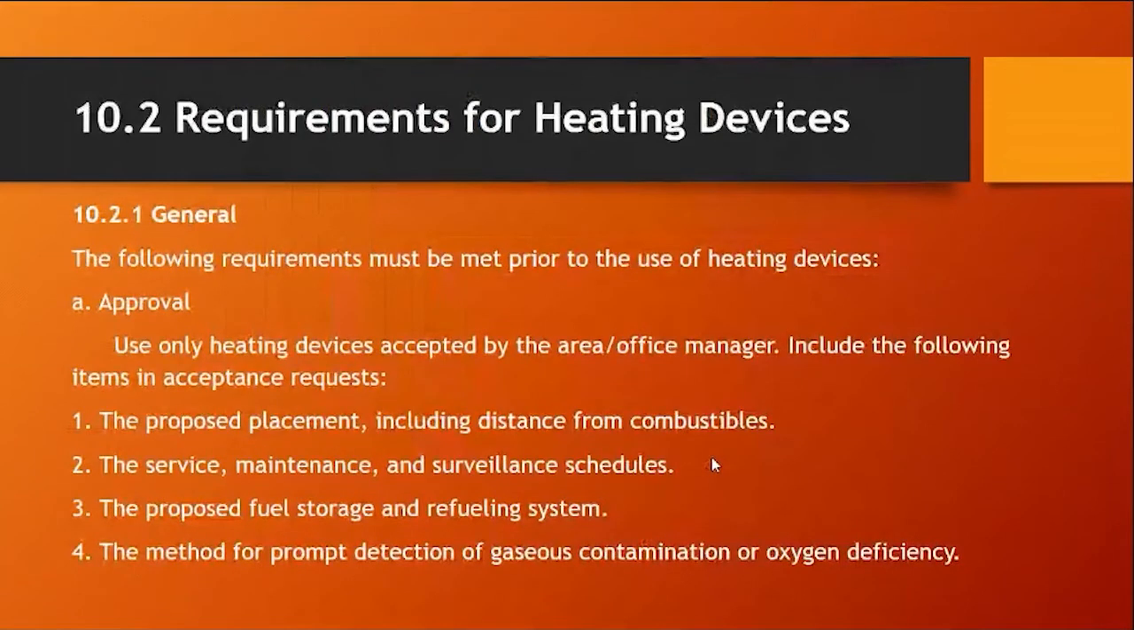So, next is heating devices. Requirements for heating devices. The following requirements must be met prior to the use of heating devices. First is the approval. Use only heating devices accepted by the area or office manager. Include the following items in the acceptance request. First is the proposed placement, including distance from combustibles. Second is the service, maintenance, and surveillance schedule. Next is the proposed fuel storage and refueling system. Then the method for prompt detection of gas use, contamination, or oxygen deficiency.